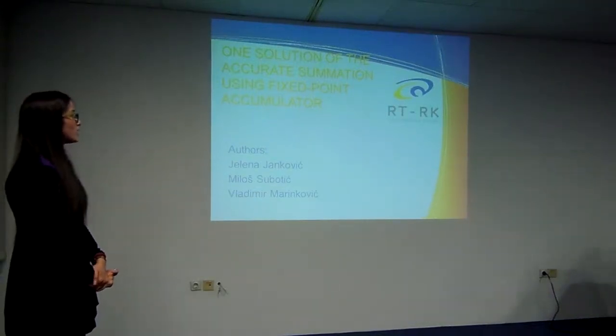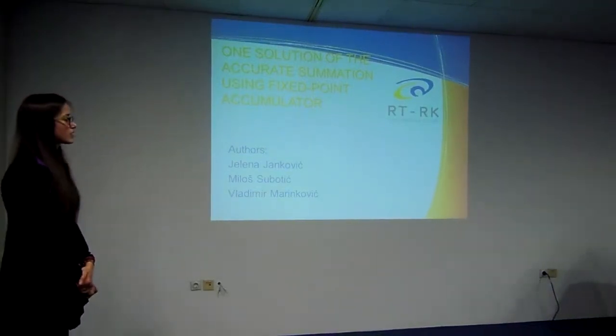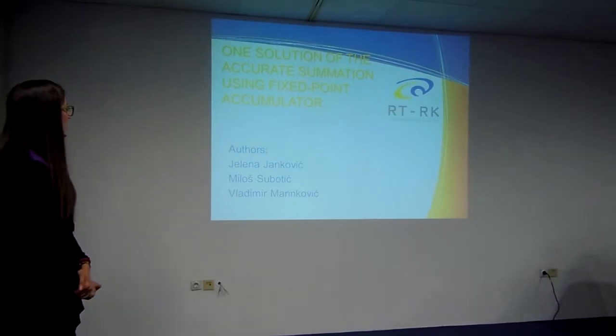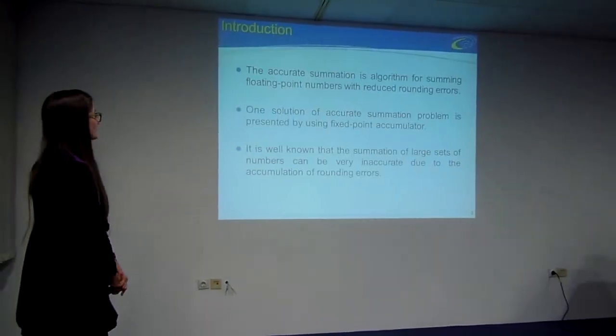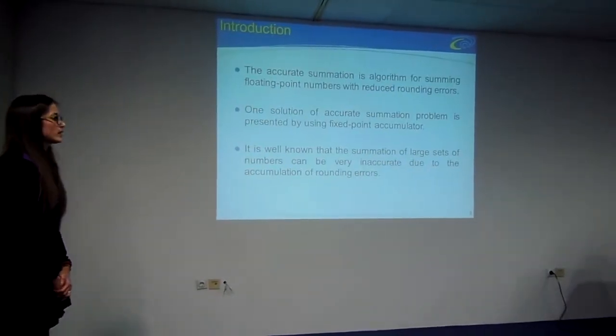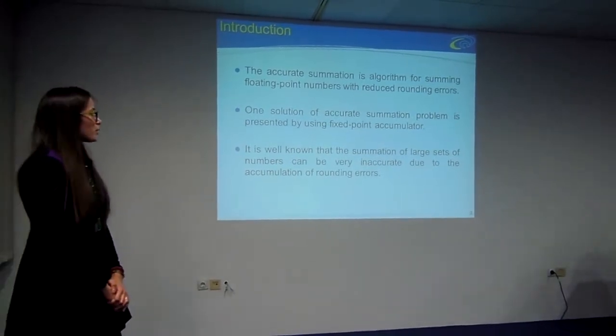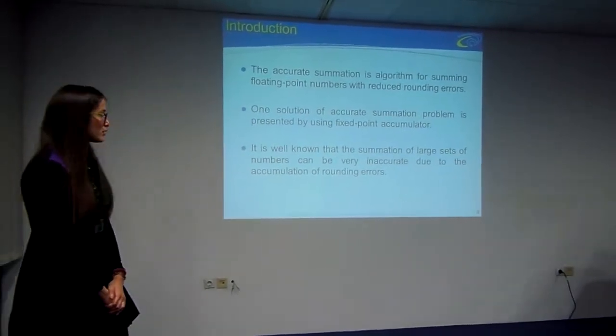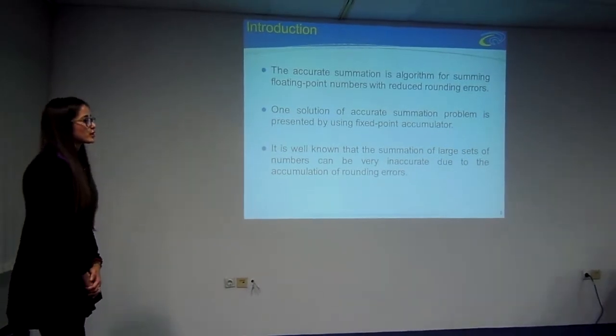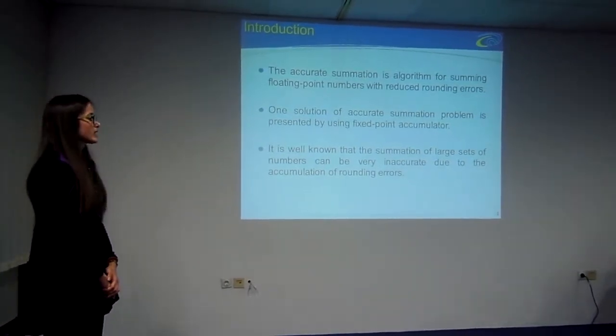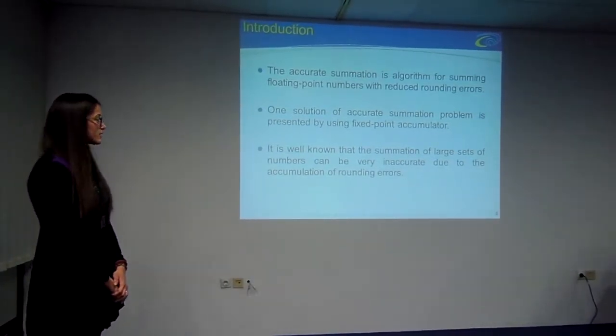Going to talk about one solution of Fourier summation using fixed point accumulator. The Fourier summation is an algorithm for summing floating point numbers with reduced rounding errors. One solution of the Fourier summation problem is presented by using fixed point accumulators.